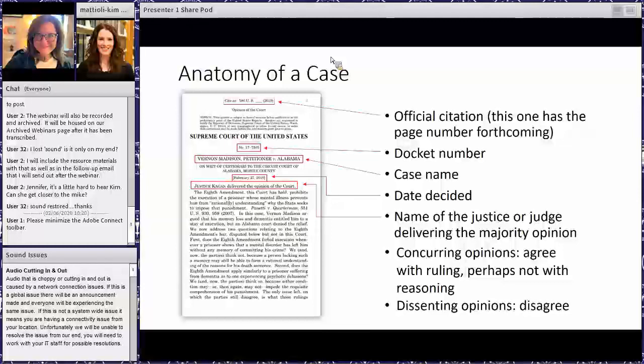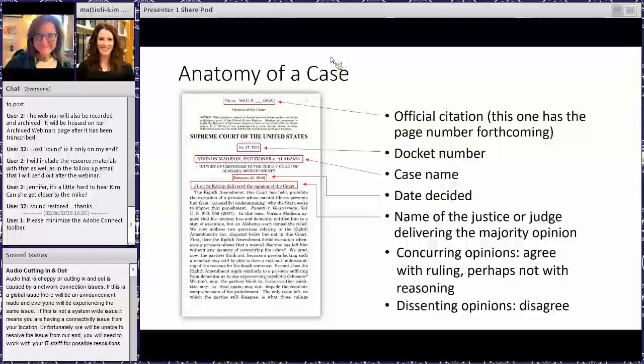There are other reporters, so you might see things abbreviated a little differently, depending on whether you're looking at an official version or not. But then the last number you'll have is the page number. Here, it still happens to just be forthcoming because these things are not exactly published quickly. So they'll add in the page number later, and then you'll have the year that the case was decided.